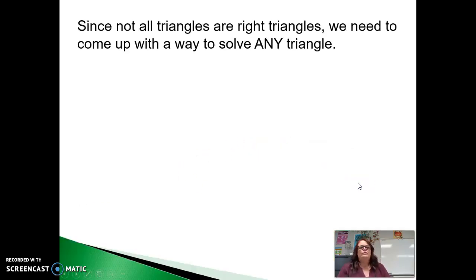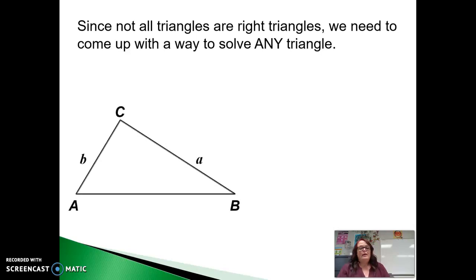All right, so since not all triangles are right triangles, we need to come up with a way to solve any triangle. So that means if I have triangle ABC where A, B, and C are not right angles, they could be anything we want them to be. And then remember we said when I have big A here, my opposite is little a, and when I have big B here, my opposite is little b. And I want to be able to solve this triangle.